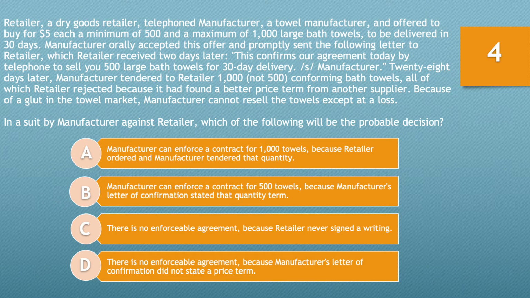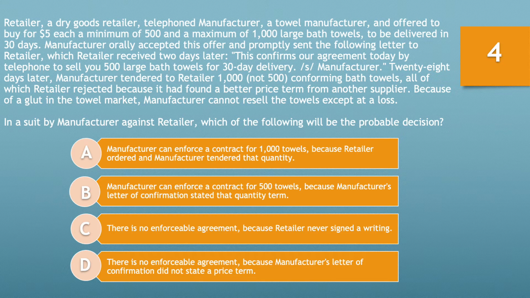Question number 4. Retailer, a dry goods retailer, telephoned Manufacturer, a towel manufacturer, and offered to buy for $5 each a minimum of 500 and a maximum of 1,000 large bath towels to be delivered in 30 days. Manufacturer orally accepted this offer and promptly sent the following letter to Retailer, which Retailer received 2 days later. "This confirms our agreement today by telephone to sell you 500 large bath towels for 30-day delivery. Signed, Manufacturer."